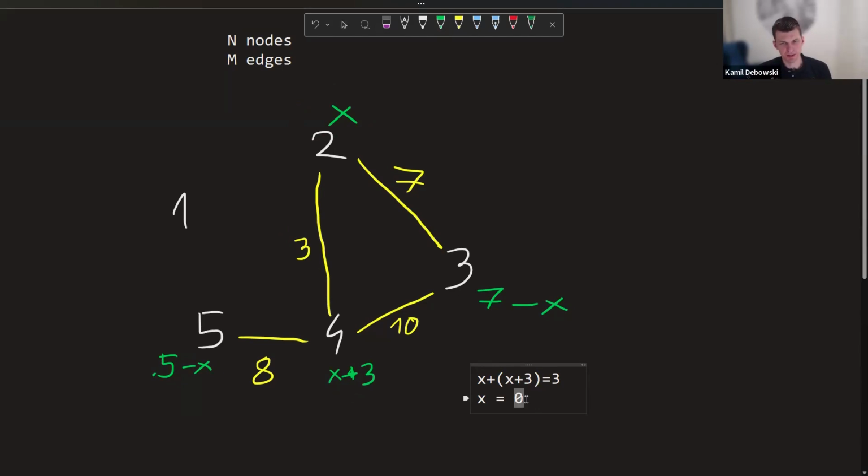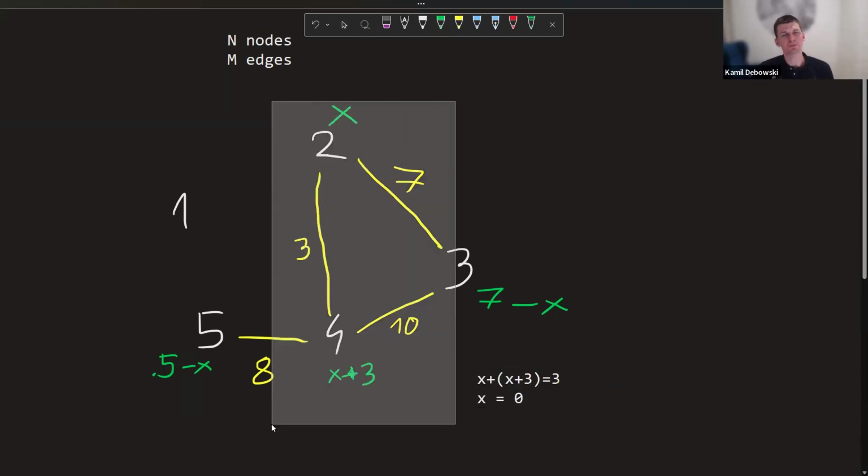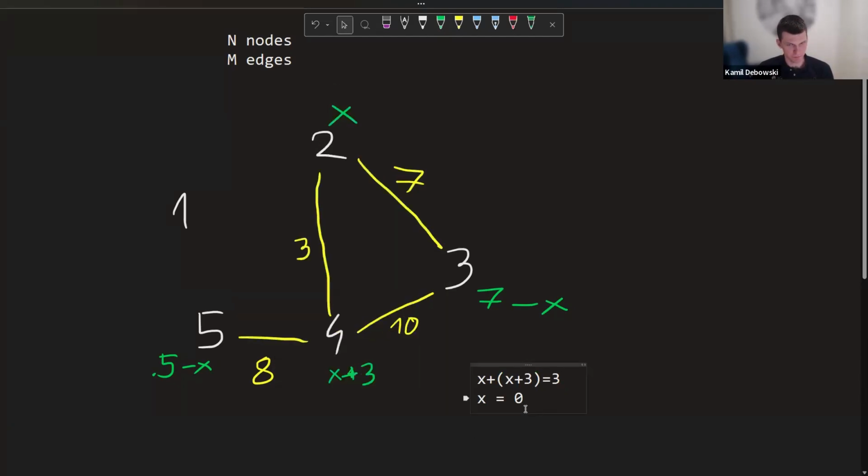It doesn't really matter that much that it's 0. It's a coincidence. We just here got a unique possibility of value x. Sometimes it's not unique, even if there is a cycle in a graph. Let me show you an example of that.